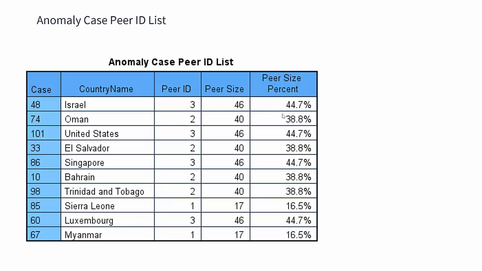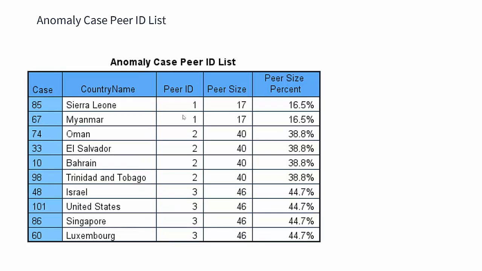If I resort the data, sorting it in peer ID order, then it might be a little bit clearer who's in which peer group. But you can see Sierra Leone and Myanmar in peer group 1, Oman, El Salvador, Bahrain, and Trinidad and Tobago are in peer group 2, and Israel, the US, Singapore, and Luxembourg are in peer group 3.